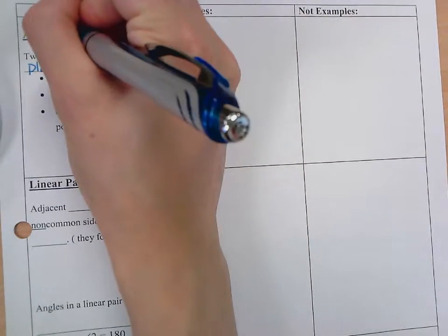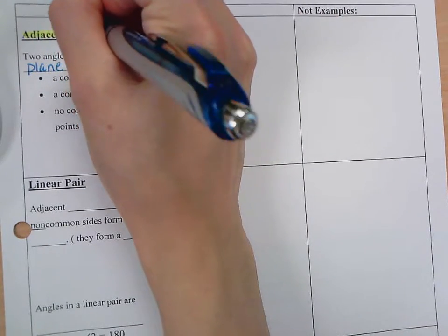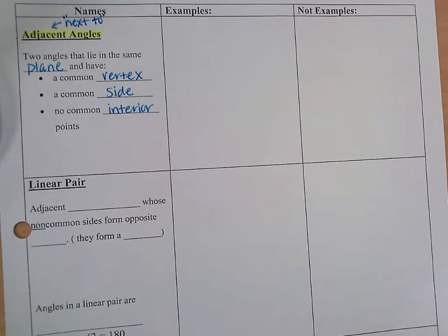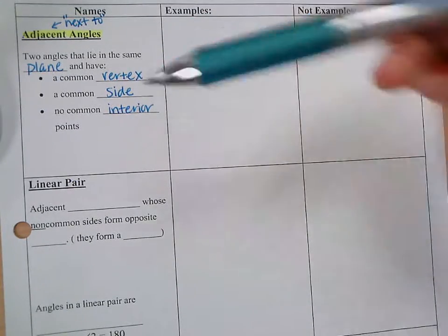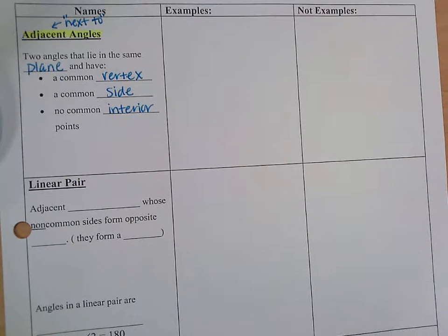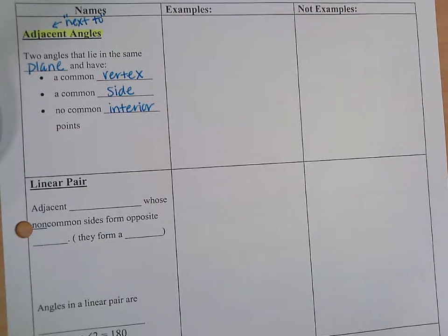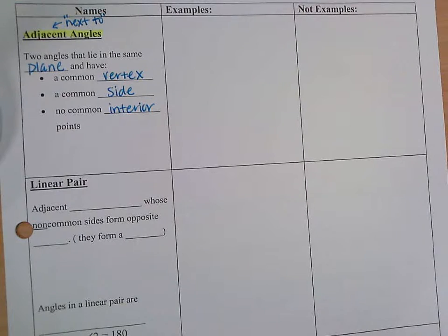Adjacent, I will say, is a fancier term for next to. That's how I think of it. So adjacent angles are angles that are next to each other, which is why they share a common vertex and a common side, but they're not the same angle. There's not one inside of the other, so that's why they don't share any interior points. Adjacent is a term that's used outside of math as well. If you ever hear this is adjacent to something else, it's next to something else.